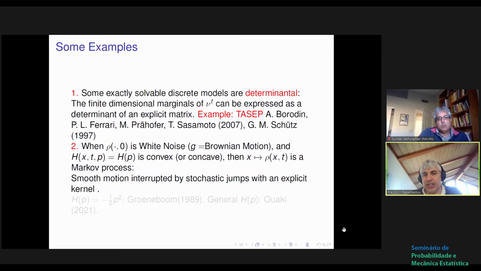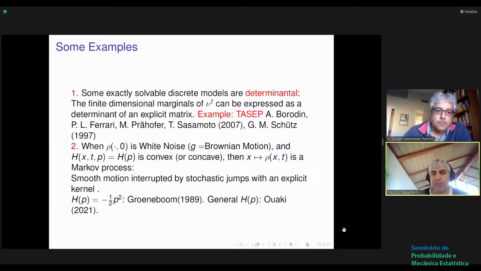And the question is that in principle, if H is independent of X and T, and if you start with a profile which is a piecewise smooth function with stochastic jumps, then you can derive an explicit formula for the evolution. And in fact, you can also allow H to depend on X and T, but the evolution would be more complicated. And I will say a lot about that case as well.